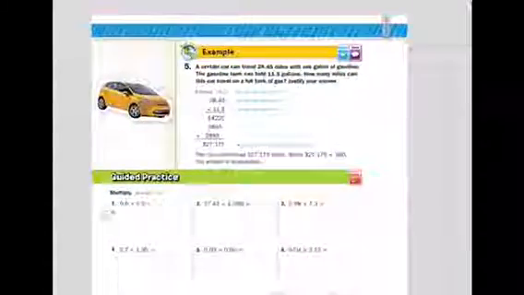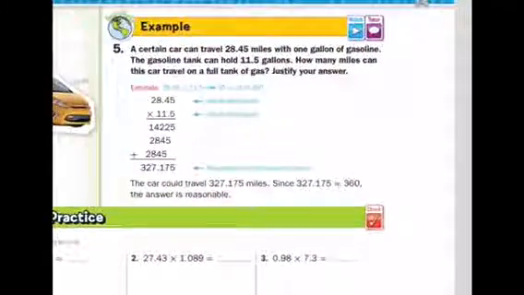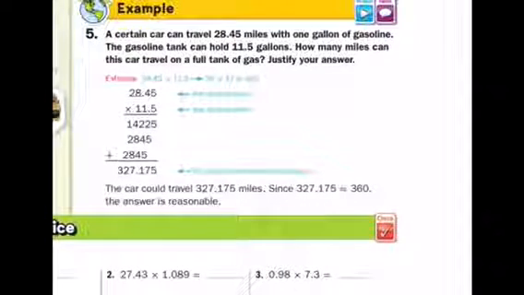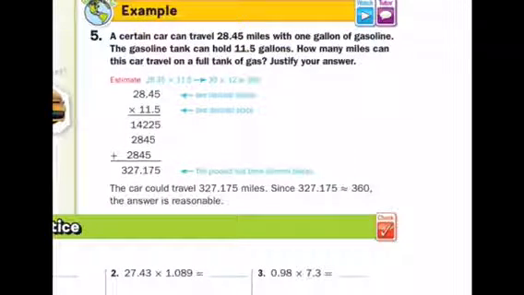Now, on page 5, we're going to read it, and then we'll solve it together. So here's what it says. A certain car can travel 28.45 miles with 1 gallon of gas. The gasoline tank can hold 11.5 gallons. How many miles can this car travel on a full tank of gas? Justify your answer. So I'm not going to justify my answer for this one. We're just going to do the multiplication.